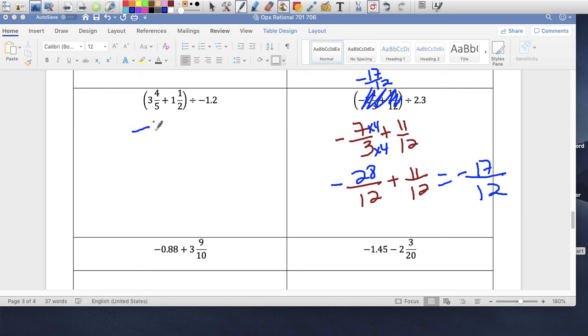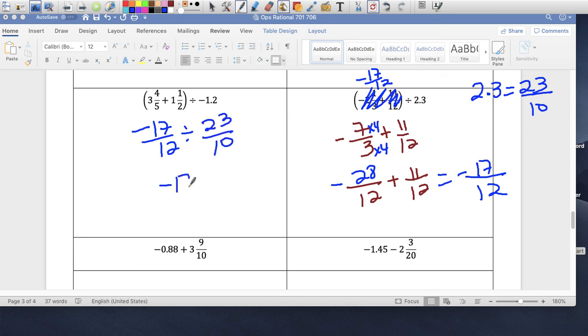Let's take that to the side. Negative 17 over 12. And we're going to divide that by 2.3. 2.3 as a fraction is something over 10 because the 3 is in the tens place, so it's going to be 23. So I'll divide that by 23 over 10. Negative 17 over 12 times 10 over 23.